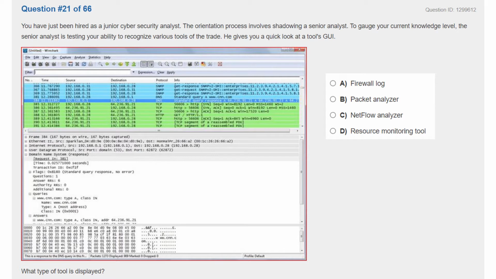Question 21. You have just been hired as a junior cybersecurity analyst. The orientation process involves shadowing a senior analyst. To gauge your current knowledge level, the senior analyst is testing your ability to recognize various tools of the trade. He gives you a quick look at a tool's GUI. So what type of tool is displayed here? And these are the different choices. This one.